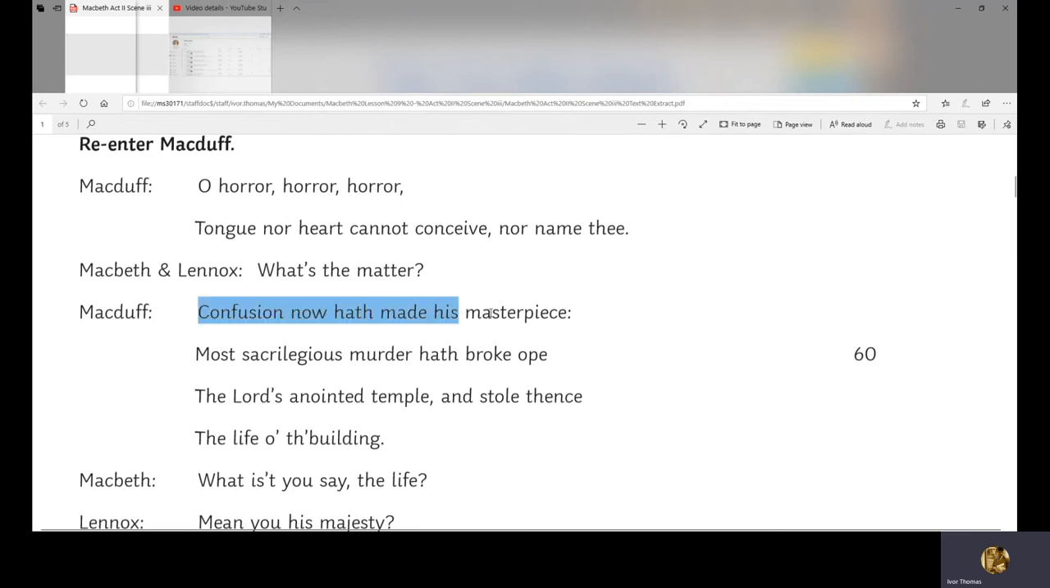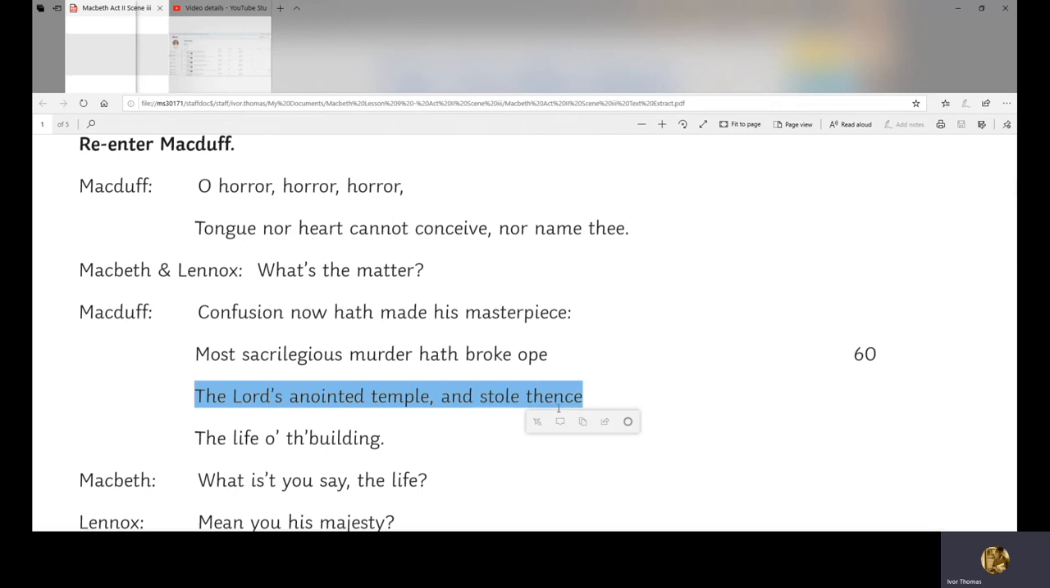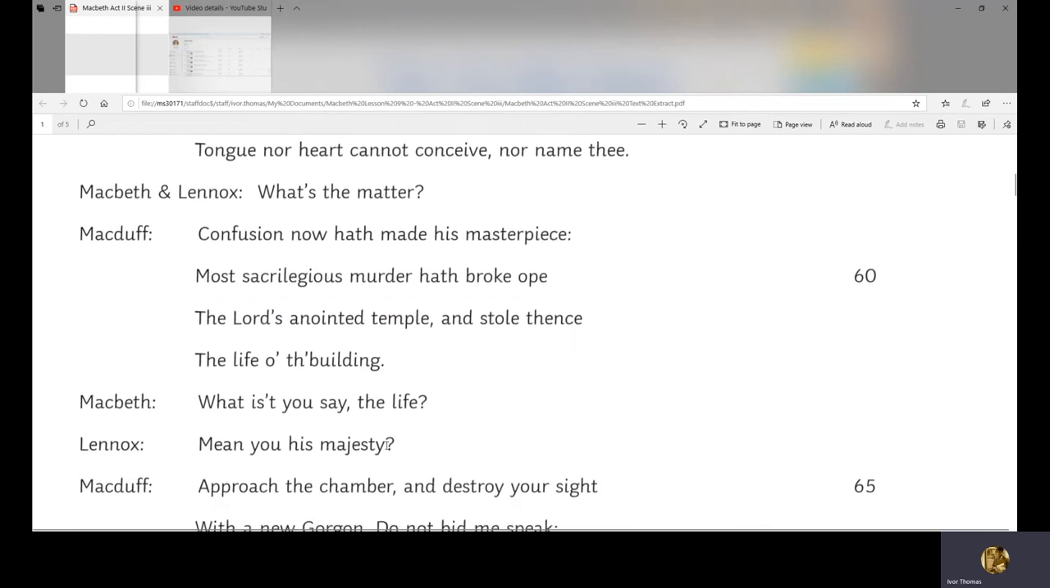He says, confusion has made his masterpiece. Everybody has lost their sense of order. The murder has been sacrilegious, and most sacrilegious murder has broke open the Lord's anointed temple. It's actually Macduff saying this. The Lord's anointed temple, i.e. King Duncan, who's been appointed by God, anointed by God, has left and taken life out of the building.